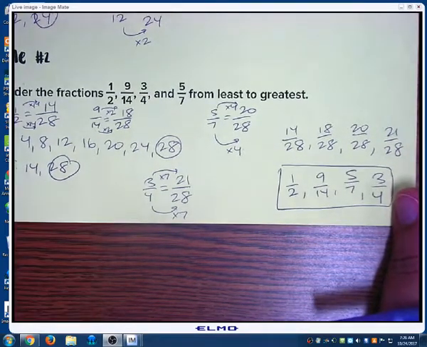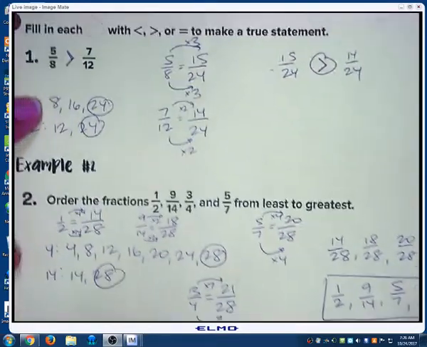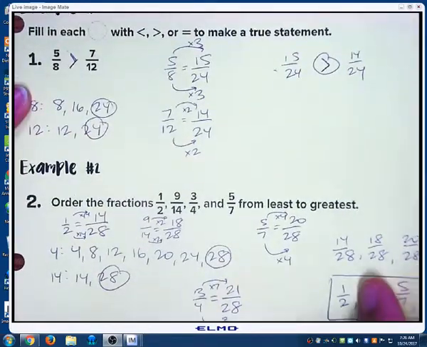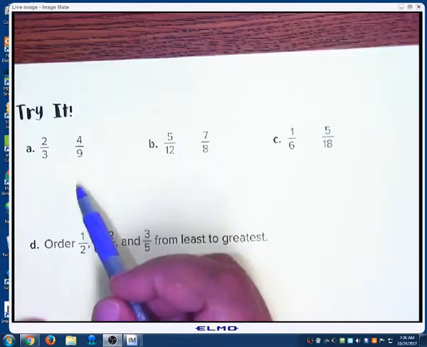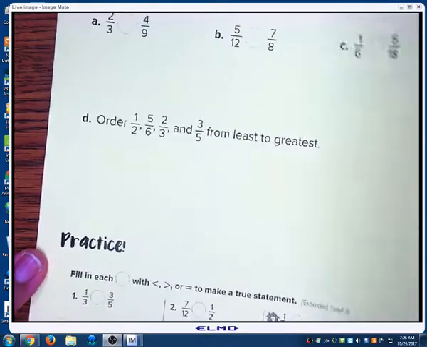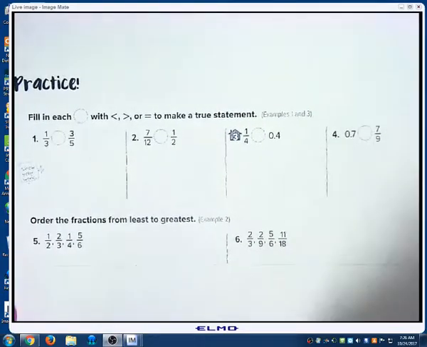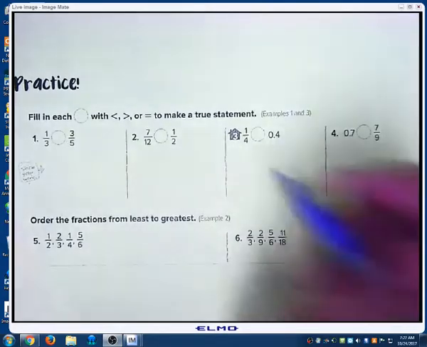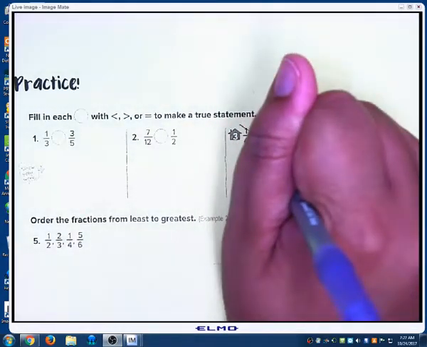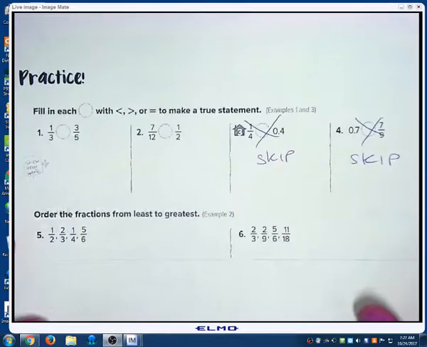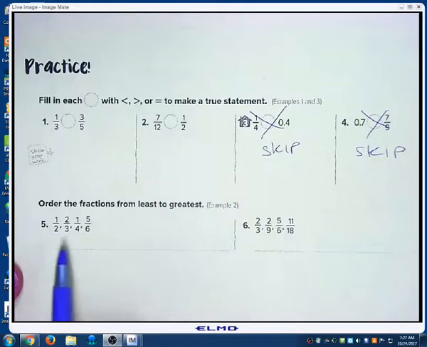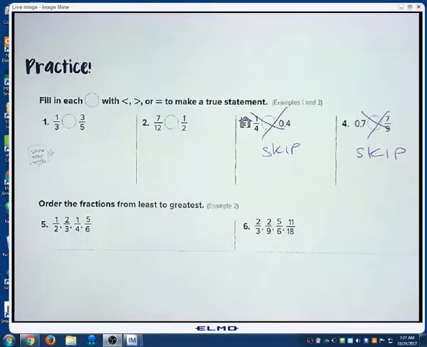So now that we have compared fractions by making equivalent fractions, and we've also put them in order using equivalent fractions, you guys are going to do the try it, A, B, and C, and also D, and then also the practice, which is 1, 2, 3, 4. Oh no, sorry. These we're going to skip because that is going to be part B tomorrow. And then you also have 5 and 6 to do. Let me know if there are any questions.